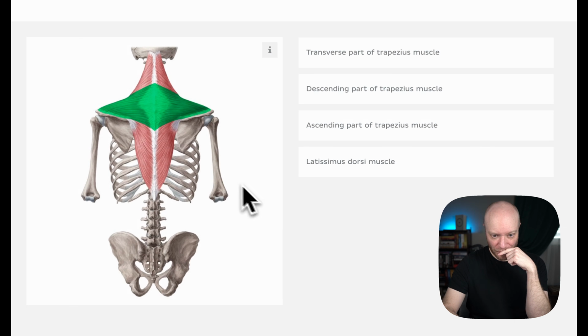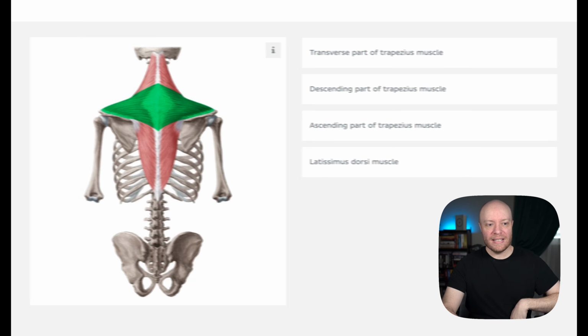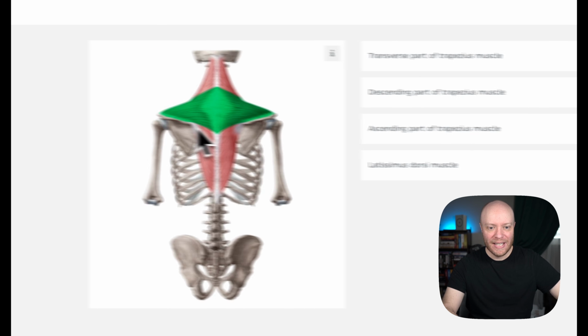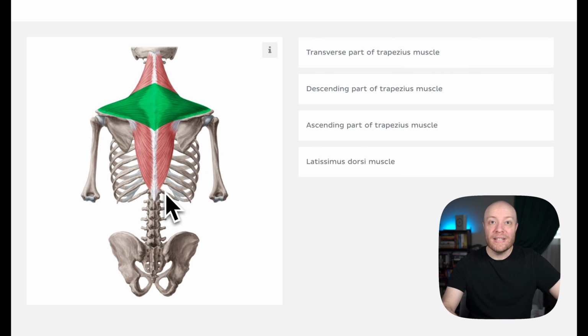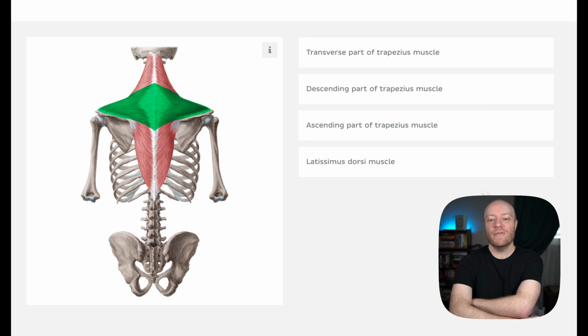All right, so what we can see up here is it says, what is this? So this is going to be the trapezius. Obviously, that is what we are testing on. So what I want you to do is look at these options and see if you can figure it out. I will give you just a minute or so. Not a minute, that'd be crazy. But I'm going to give you a few seconds to see if you can figure out which part it is.